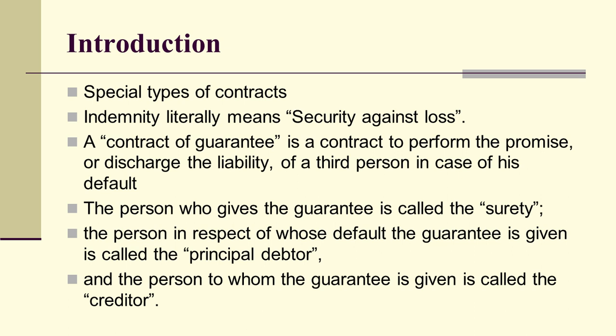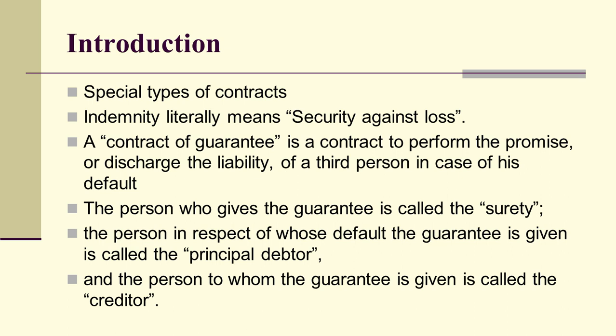If the principal debtor defaults, then all the liabilities of the principal debtor who has defaulted are transferred to the third person, the surety. The person who gives the guarantee is called the surety. This is the third person. In the contract of guarantee, the person who gives the promise to the second person that if the principal debtor defaults, I will be liable for all the liabilities and all the terms and conditions of the contract, is called the surety.